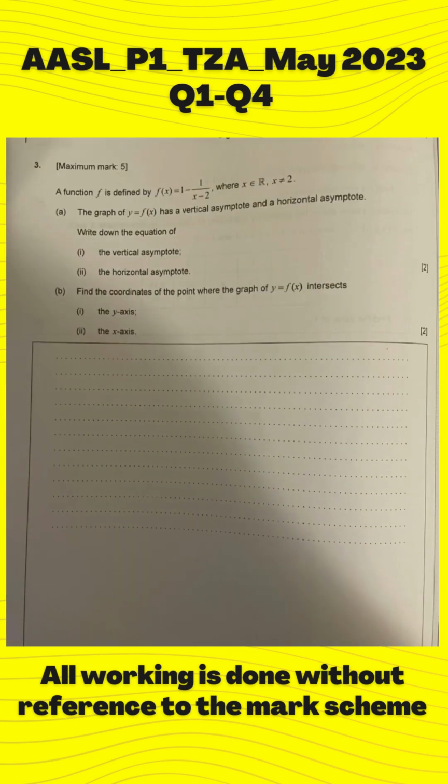Number 3. The first step we should do is combine these two terms together. So it will become x minus 2 minus 1 minus 3 over x minus 2. So the vertical asymptote, pay attention to the denominator. So the vertical asymptote will be x equal to 2. The horizontal, pay attention to the coefficient of the x. So y equal with 1 divided by 1, y equal 1.